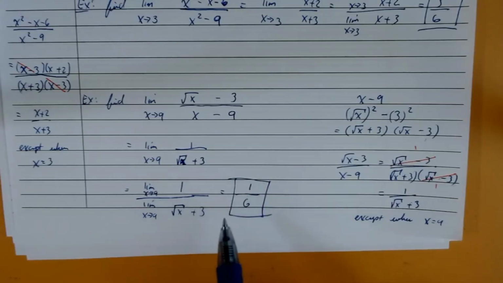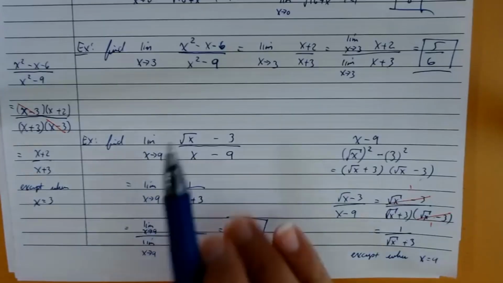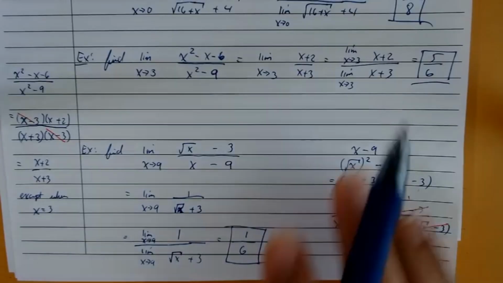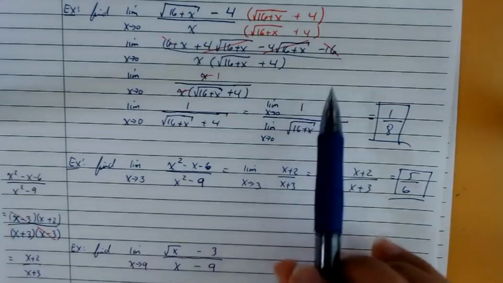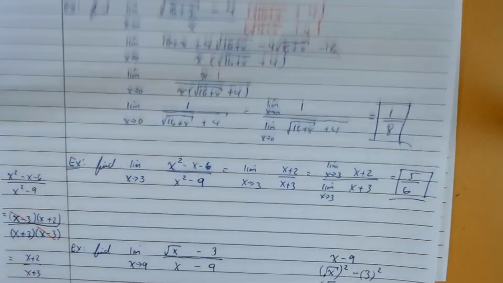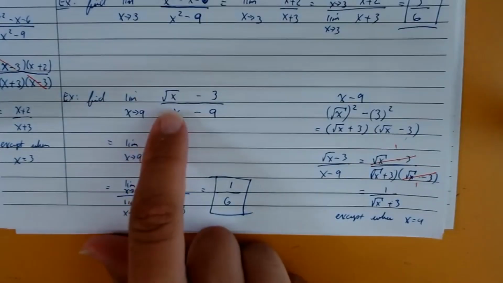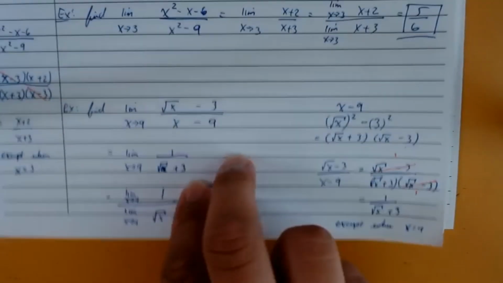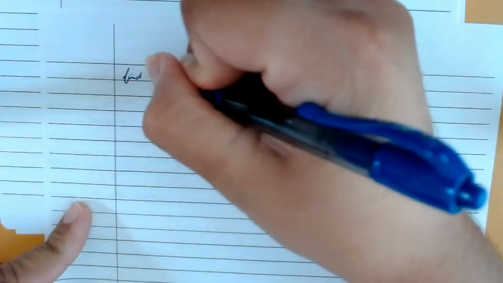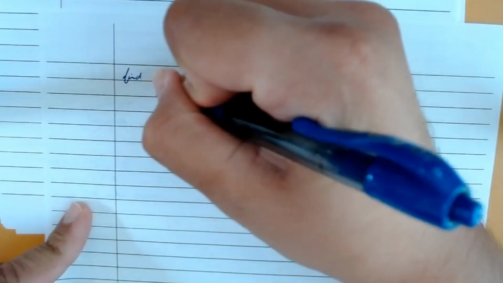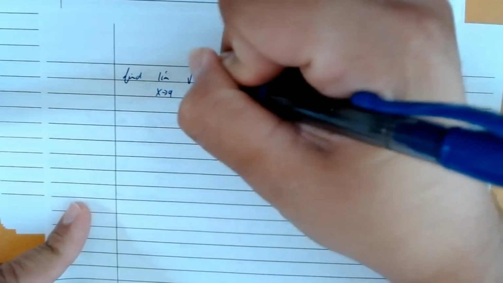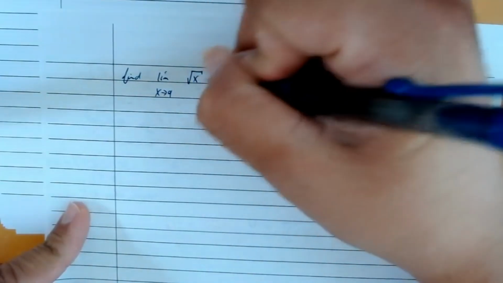You get 1/6. But since this problem, I suspect you probably did it with this technique where we rationalize our square root to make it go away, let me do this problem one more time using that technique. So same problem, but with the other technique. Find the limit as x approaches 9 of root of x minus 3 over x minus 9.